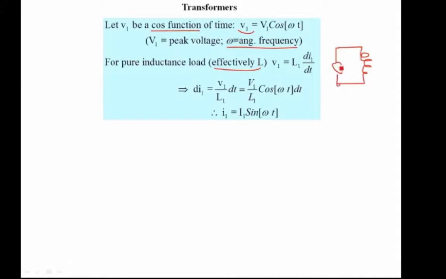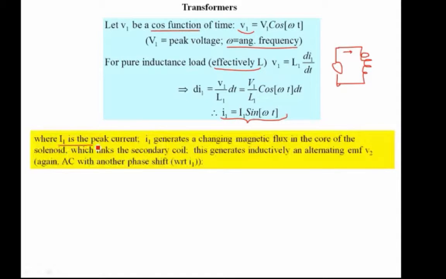The first thing to think about is the fact that if we have an effective inductance here, then the voltage will be equal to the value of L times the derivative of the current that's flowing through the coil. You can solve this for di, so it's V1 over L1 dt, and then substitute in our V1, which is V1 cosine omega t dt, integrate, and so you end up with the current I1 being sinusoidal also, but with the sine function compared to the cosine function. So there's a phase shift between the current and the voltage.